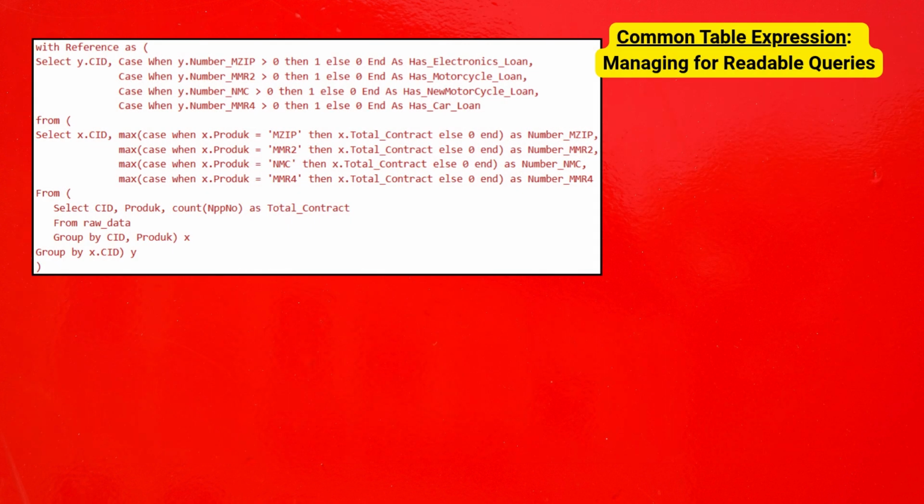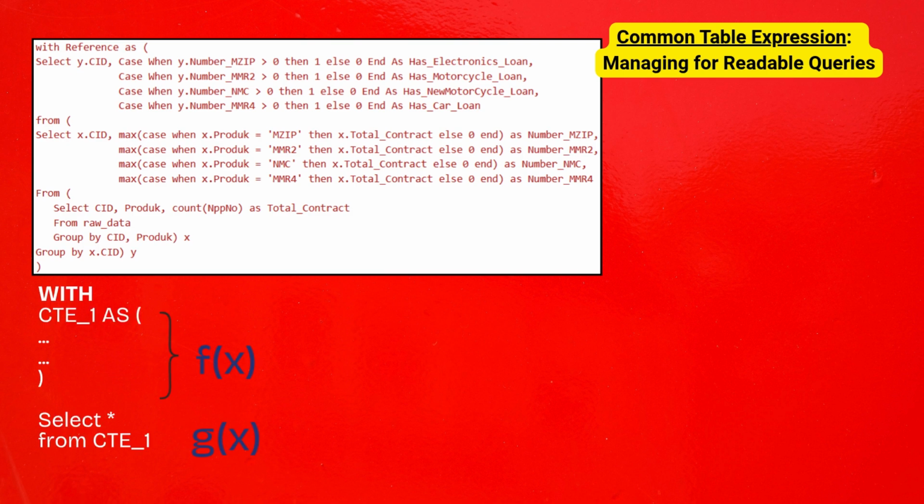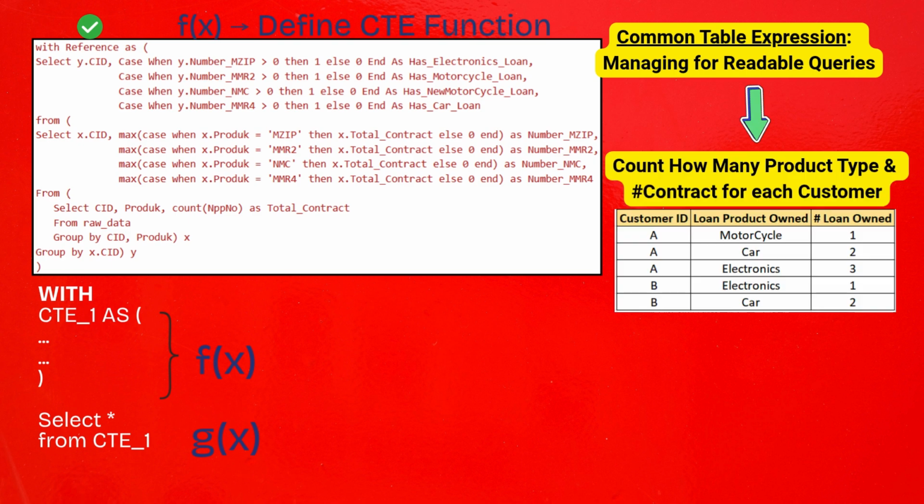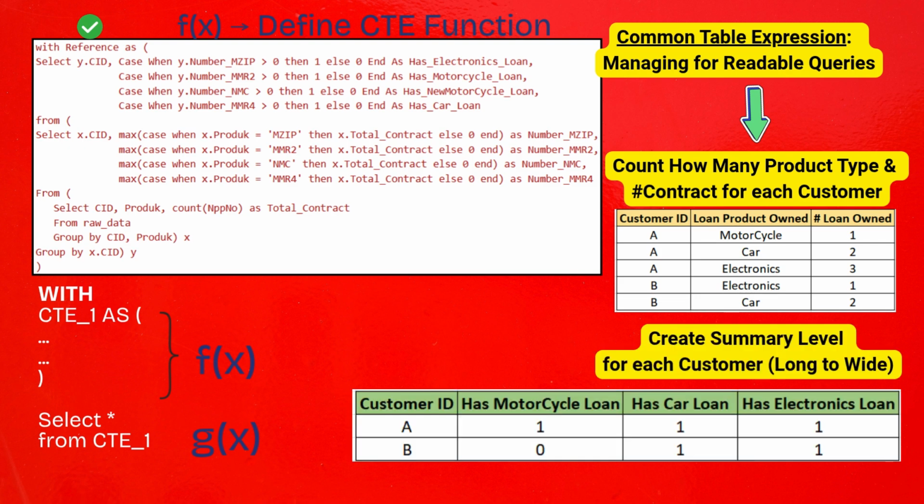To make the logic organized and easier to manage, this query uses a common table expression, or CTE, named reference. The CTE works in several layers. First, it counts how many contracts each customer has, for each product. Then, it pivots the data to create one row summary per customer, with each product as a separate column, or transforming from long to wide. Finally, it converts the product counts into binary flags, 1 or 0, to indicate whether the customer owns each product type. This structured approach helps prepare clean data for the final classification step.